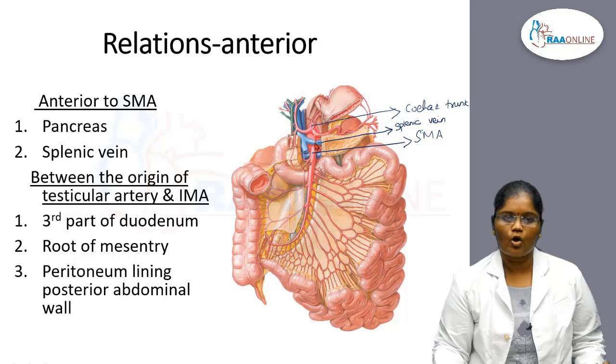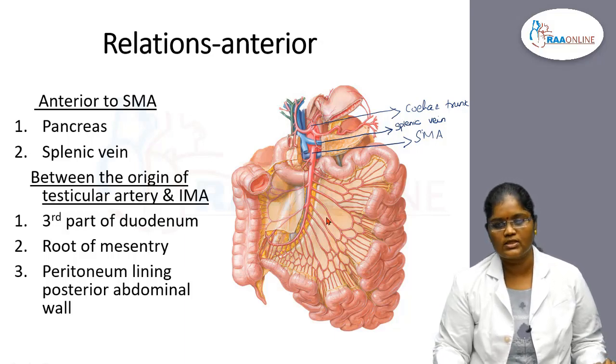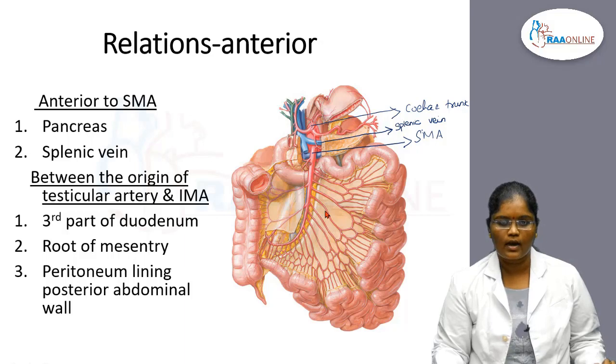Between the origin of the testicular artery and the inferior mesenteric artery, the structures that lie anterior to the abdominal aorta are the third part of the duodenum and the root of the mesentery. The whole thing is the jejunum and ileum enclosed within the mesentery, and the peritoneum that is lining the posterior abdominal wall. All these structures lie anterior to the abdominal aorta.